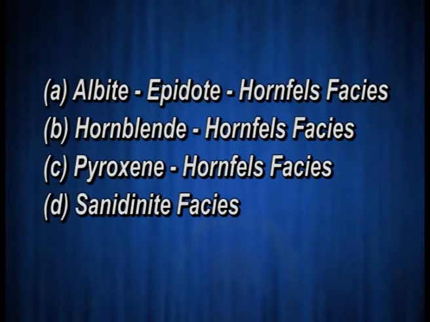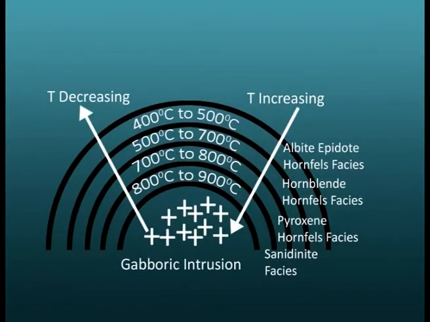of Dalradian. The facies of low pressure are listed below in order of increasing temperature of metamorphism, that is albite epidote Hornfels facies, Hornblende Hornfels facies, pyroxene Hornfels facies, and sanidinite facies. The temperature of metamorphism increases from albite epidote Hornfels facies to sanidinite facies. The rocks of Hornblende Hornfels facies occur in contact aureoles. They may pass outward with decreasing metamorphic grade into albite epidote Hornfels facies.